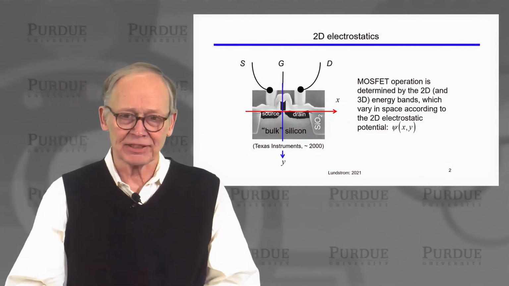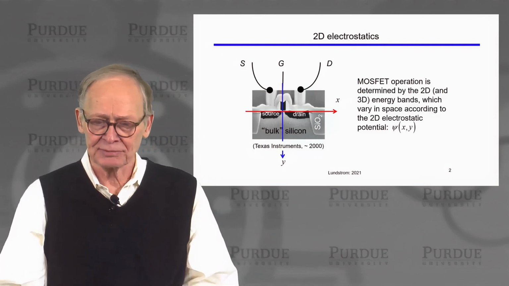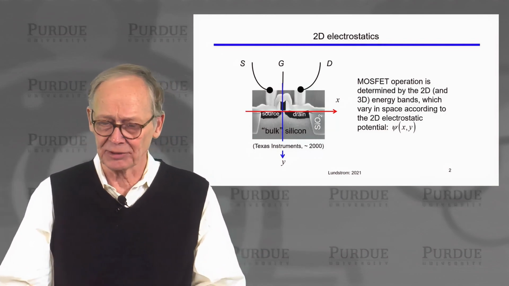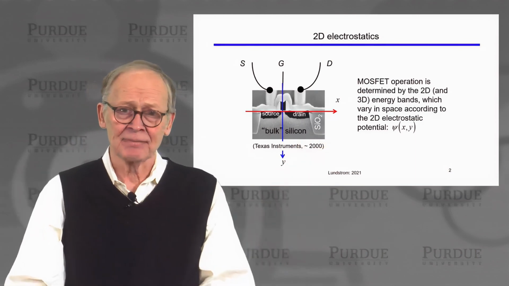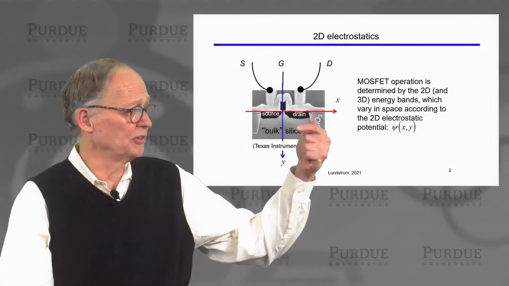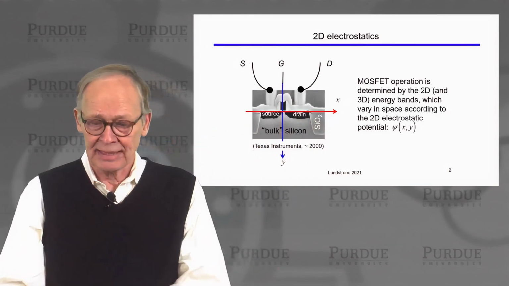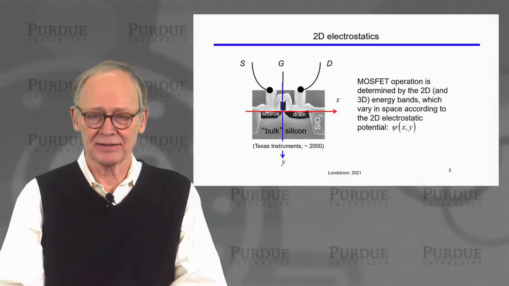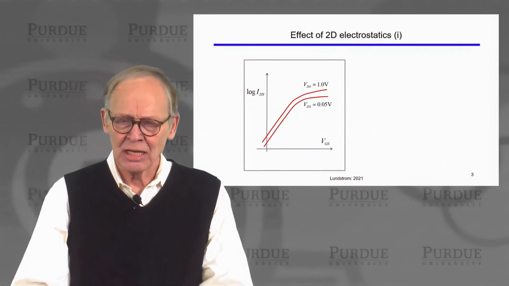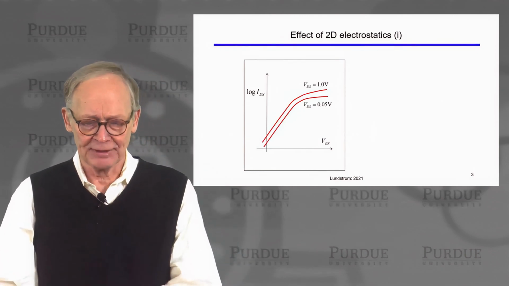So here's a sketch of a MOSFET. This is a bulk MOSFET of a few years ago, but the considerations are still very similar. There's an electrostatic potential that varies in X and Y, and in general in Z, the third dimension coming out of the page here. And how do those electric fields affect the device? Well, we'll just describe what happens, and then we'll try to explain why.